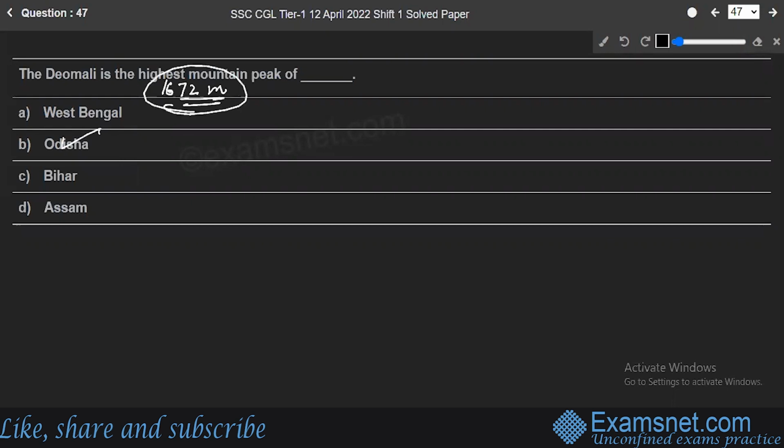This one. So this is a mountain peak in the Chandragiri Potanji sub-range of the Eastern Ghats. It's located near Koraput town in the Koraput district of southern Odisha, which is of course in India. So option B, Odisha, is the answer to the question. Let's move to the next question then.